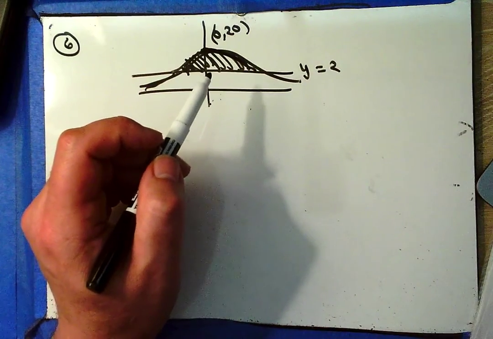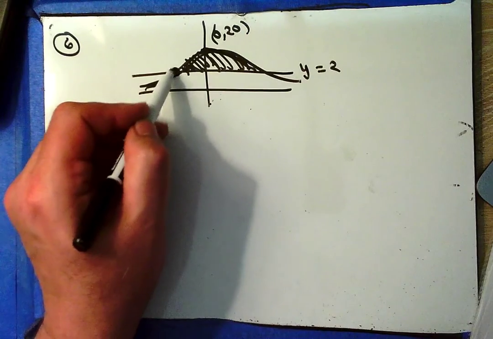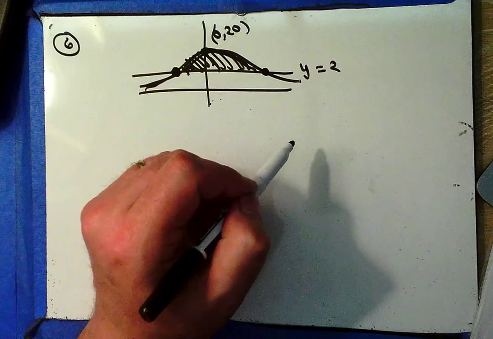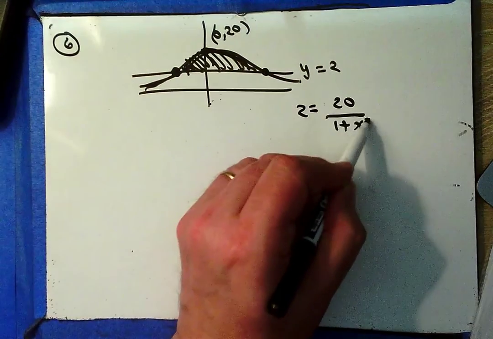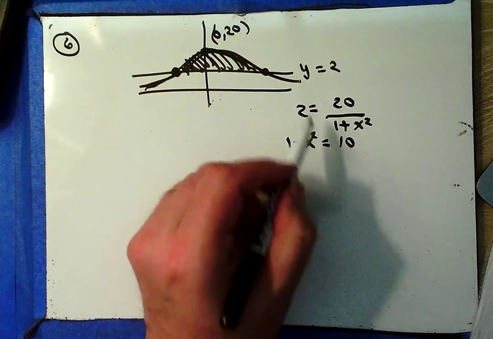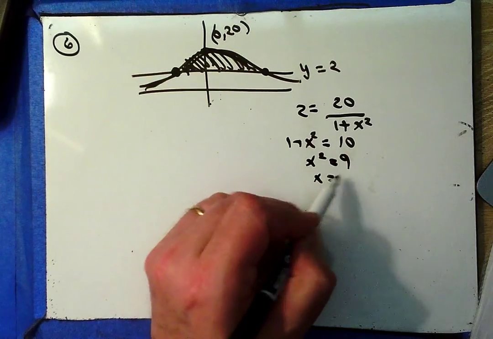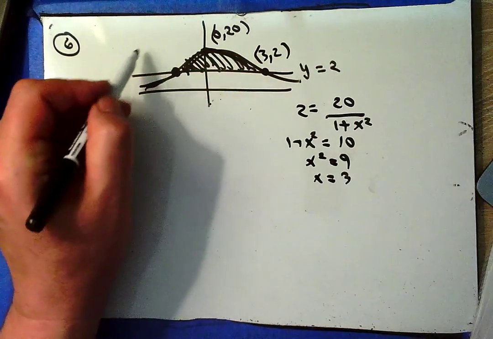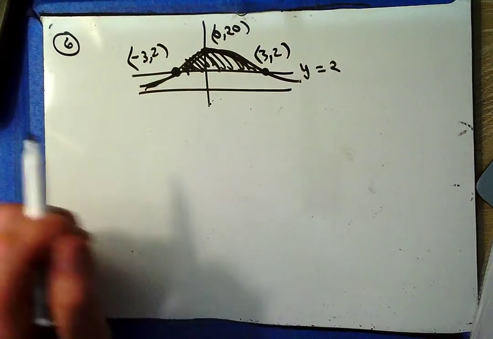Okay, so find the region R. I can certainly find this point of intersection and this point of intersection. I might even be tempted to do it algebraically. 2 equals 20 over 1 plus x squared. 1 plus x squared equals 10 because I divided both sides by 2. x squared is 9, and so x equals 3. And so I know that this is the ordered pair (3, 2), and this is (-3, 2). But I could certainly find this on my calculator.